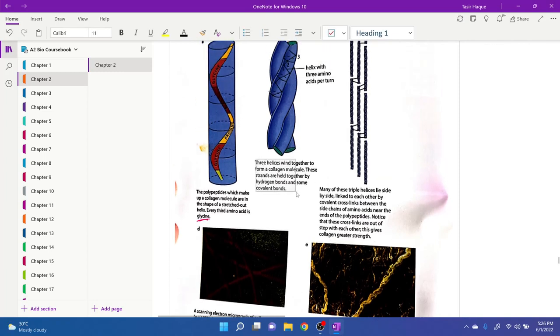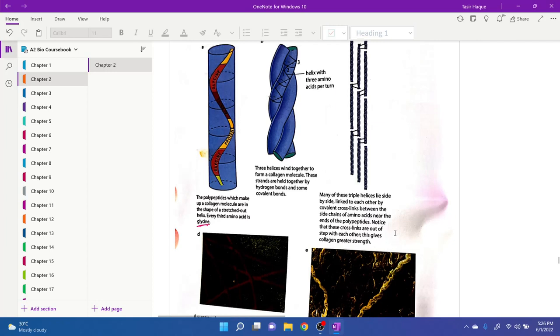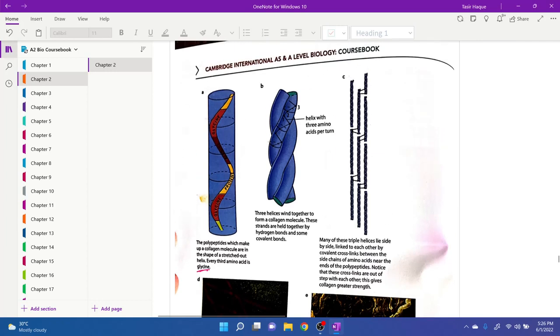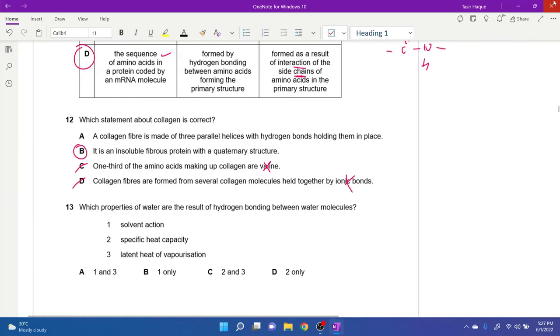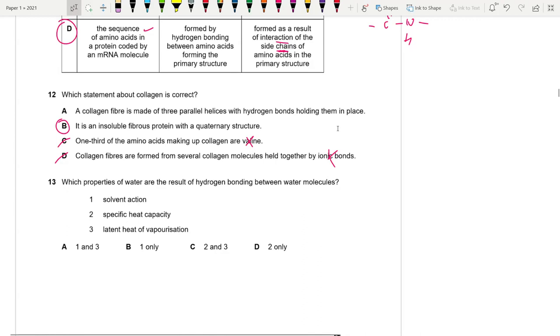Okay, the 3 strands are held together by hydrogen bonds. Remember that. And there are covalent crosslinks between the side chains of amino acids near the ends of the polypeptides, for like 3 helices to another 3 helices, something like that. Okay, remember that. Important. So it should have been a collagen molecule is made of 3 parallel helices.